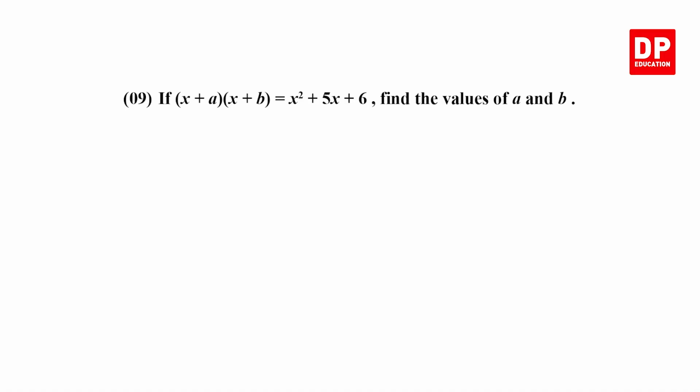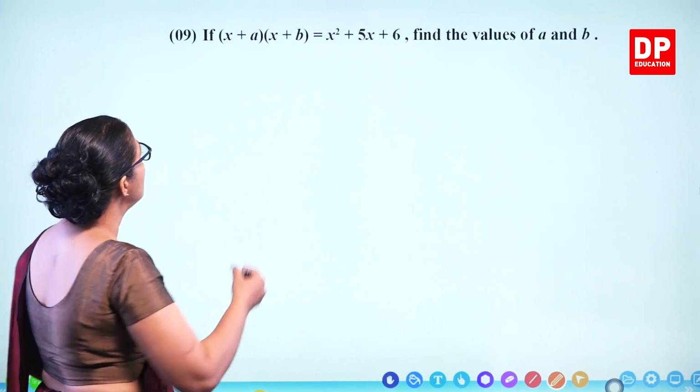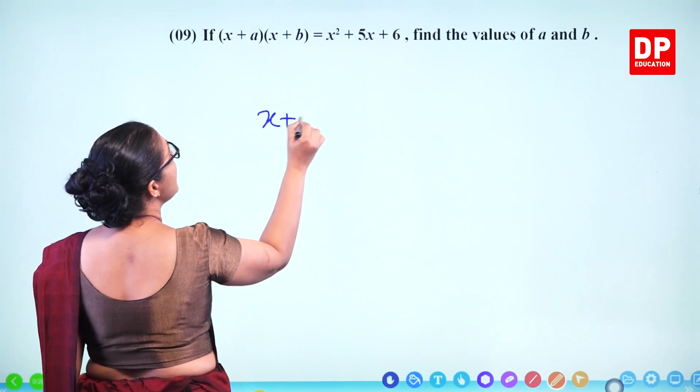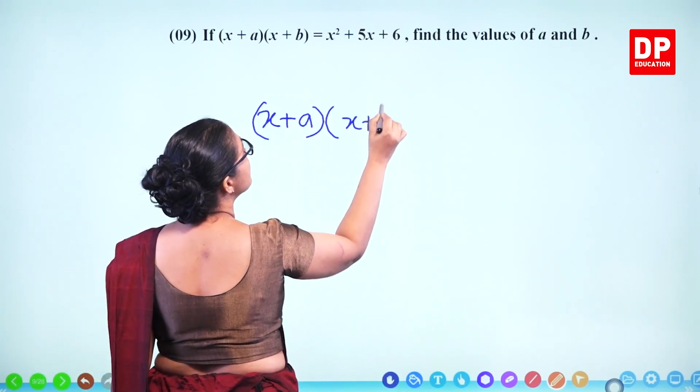Question number 9. If (x plus a) into (x plus b) is x squared plus 5x plus 6, find the values of a and b. So what we can do, you can expand brackets and equate the coefficients.